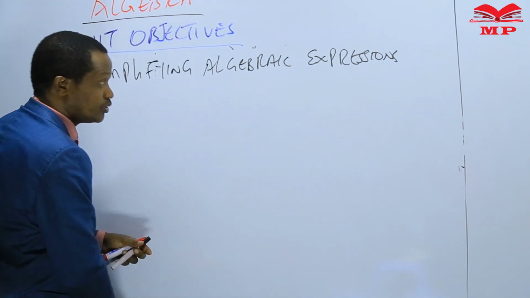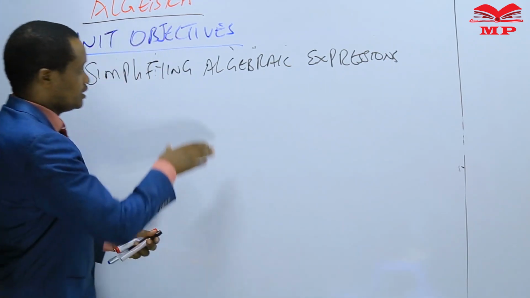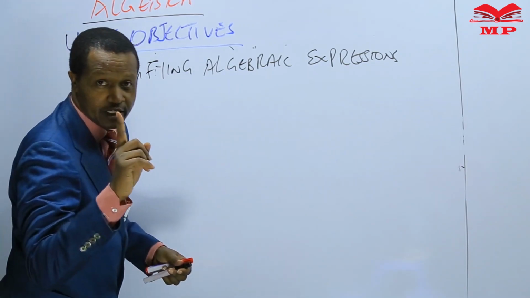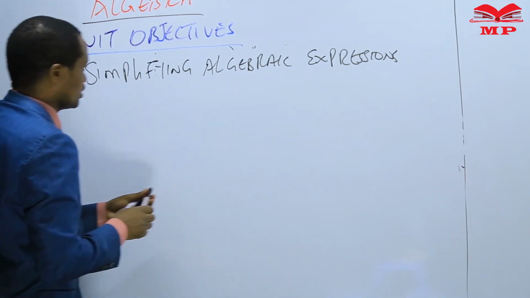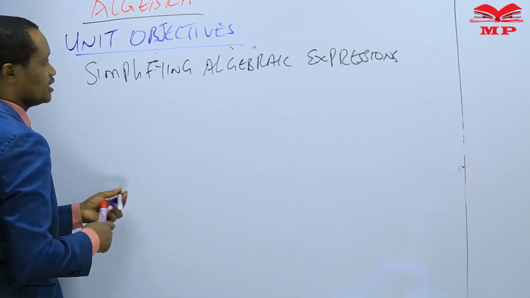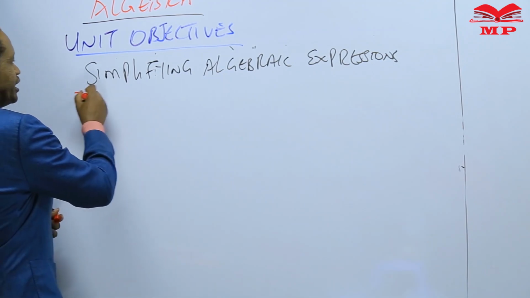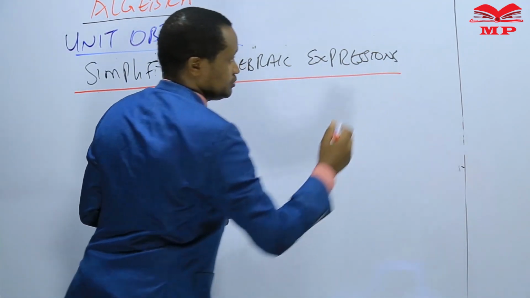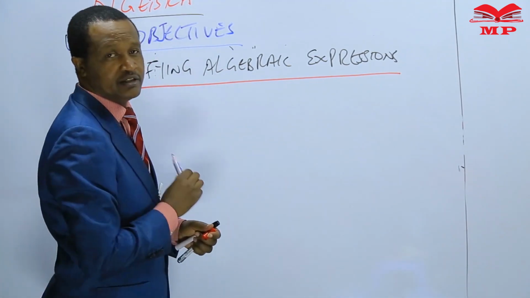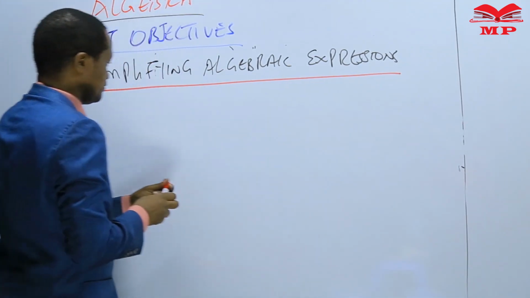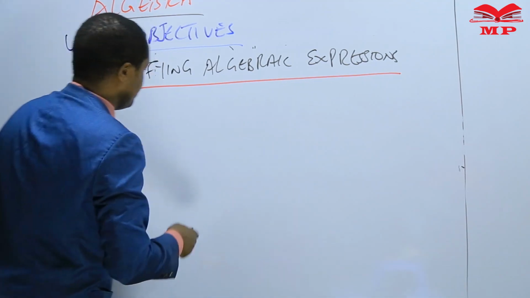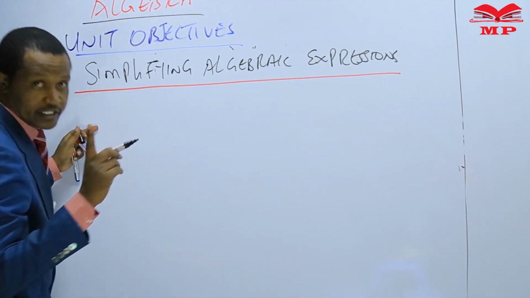In the same way, when you are studying mathematics, you have seen we had three objectives, but you are picking the first one. So you want to learn how to simplify algebraic expressions. And we start by revising what we learned in standard 5. Okay, we revise a bit. I'll take an example.